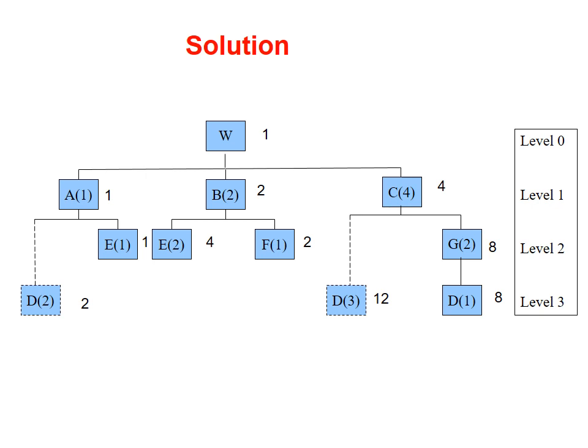We begin from W. We need 1 part of W and 4 of C, and 2 of B and 1 of A. Each one of C needs 2 of G. We multiply 2 times 4, which means we need 8 of G. And for D, we multiply 1 times 8 of G, we need 8 of D. And in the other branch of C, to produce 1 part of C, we need 3 parts of D. We multiply 3 times 4 equals 12.